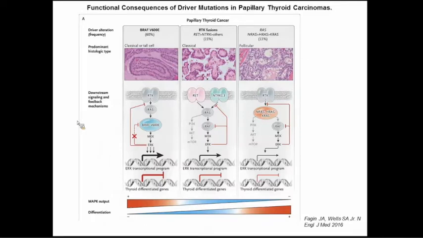As I showed you just a minute ago, this high transcriptional output of MAP kinase is associated with a comparatively suppressed thyroid differentiation state. In the case of RTK fusions and RAS mutations, because these negative feedback loops are intact, or at least partially intact, this activity of the MAP kinase pathway is dampened, and their ability to impair thyroid differentiation is also attenuated.